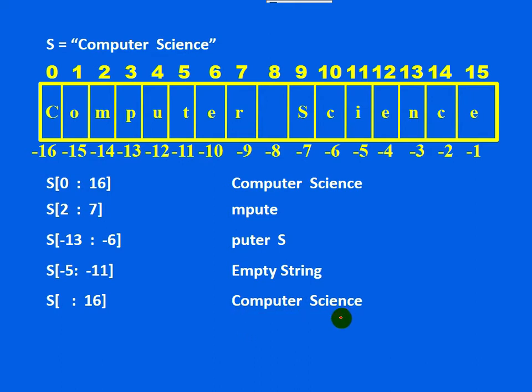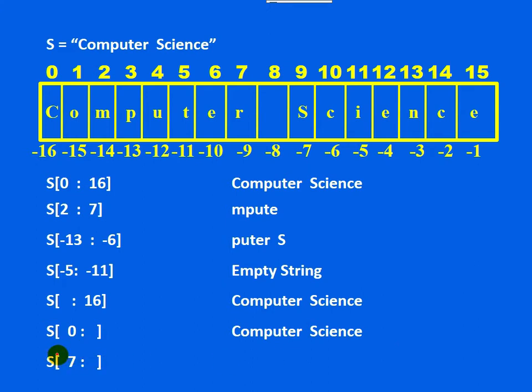Computer science. Again, what about the output of this one? The second index is missing. If the second index is missing, it is taken till the end. Please understand it like this: starting with index 0 till the end, which means you get the complete string. If the second index is missing, that is taken as till the end. So you get the same answer, computer science.